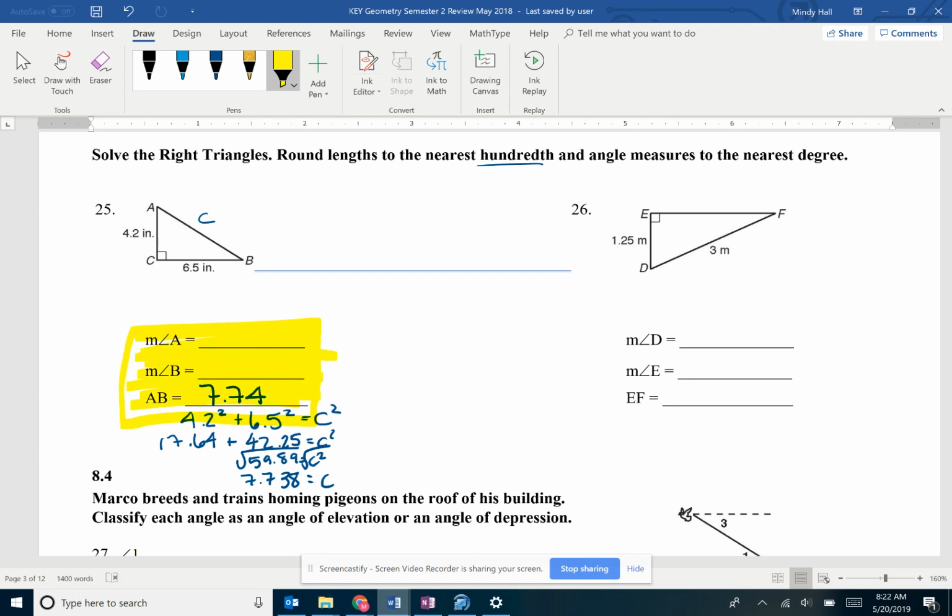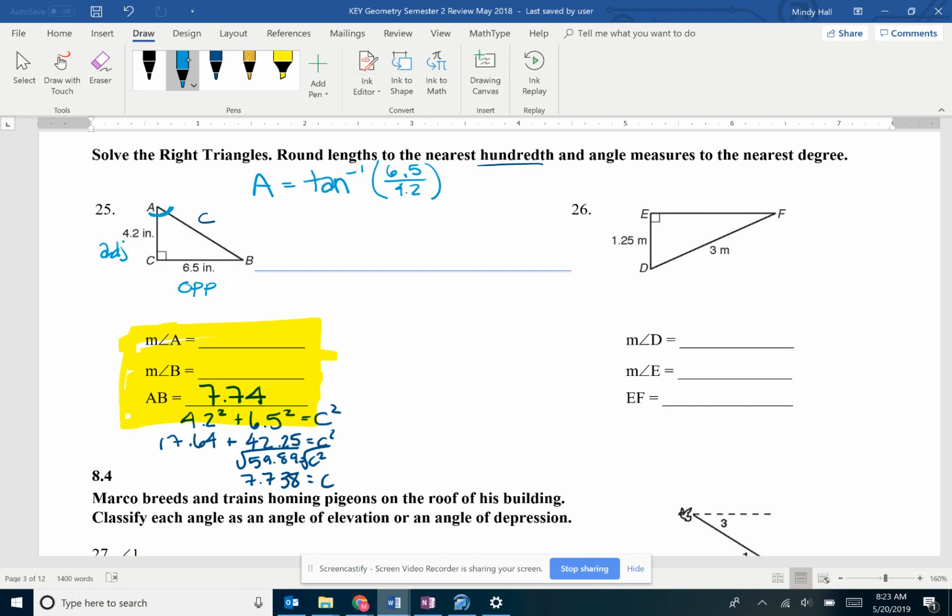So then measure of A. If we want to find the measure of angle A, we're going to be looking at A. And I always try and use measurements that I know for sure that they give me. So with that, if I'm looking at A, 6.5 is opposite and 4.2 is adjacent. So then I know that A is going to be opposite adjacent, that's tangent. So it is going to be inverse tangent because I'm looking for the angle of the ratio, which is 6.5 over 4.2.